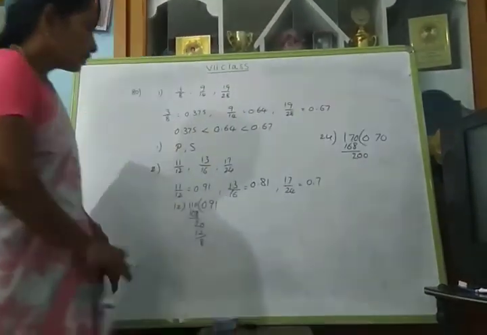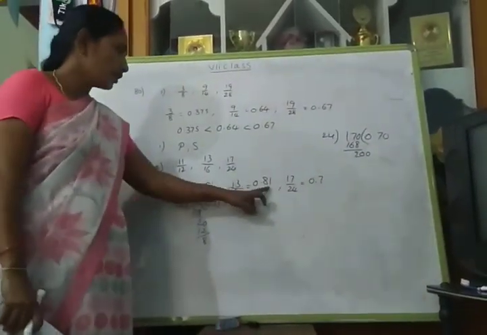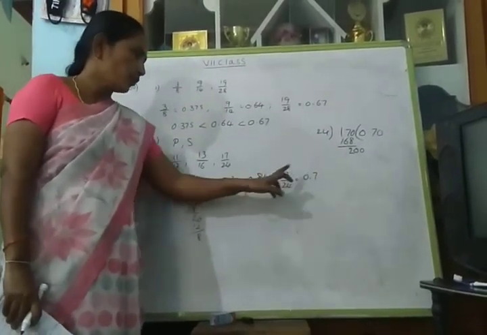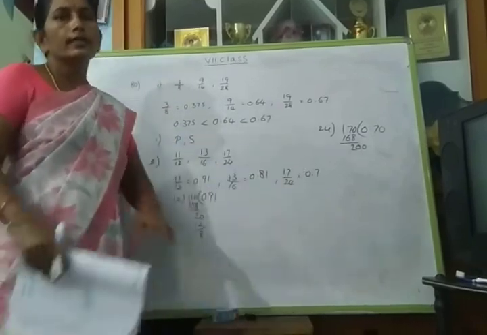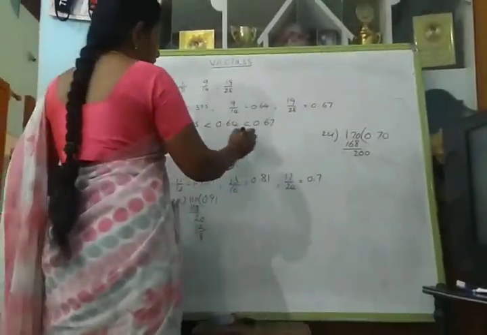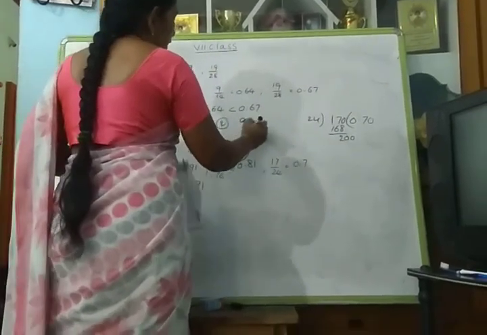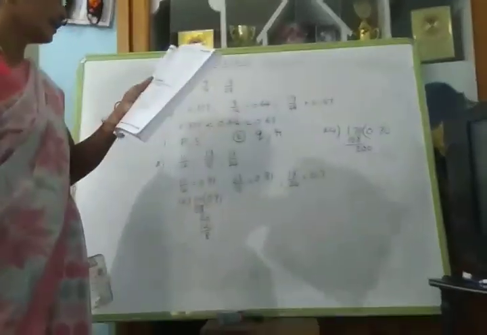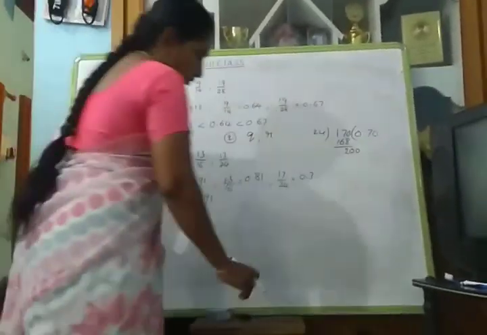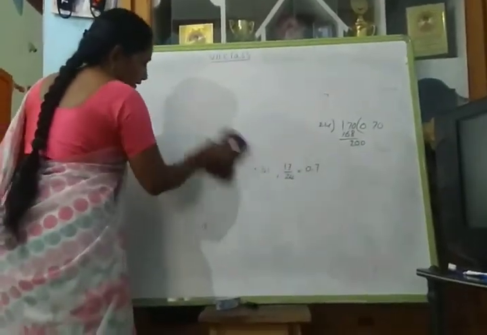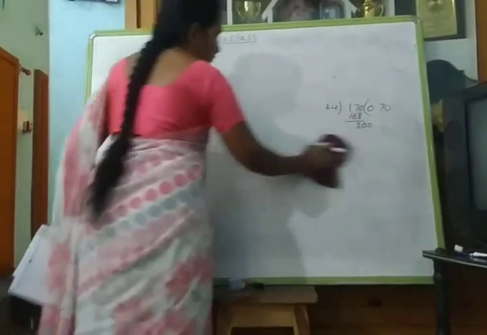Now these are arranged in descending order. See, 0.91 is greater than 0.81, which is also greater than 0.7. So the second one is Q and R, compared by the greater than sign and arranged in descending order.